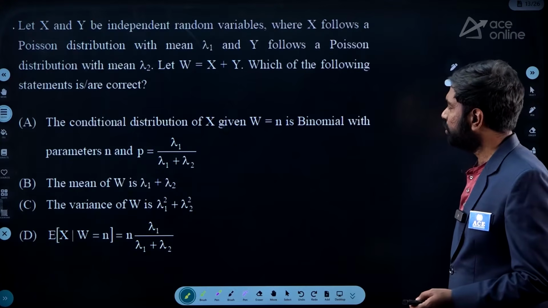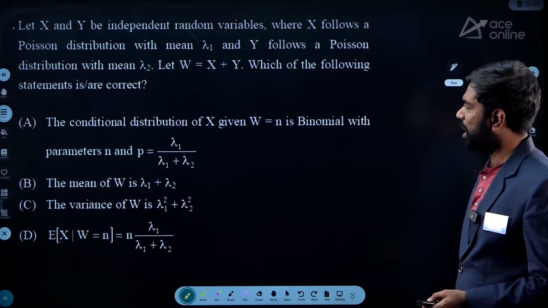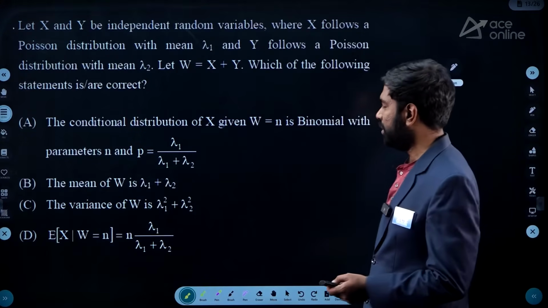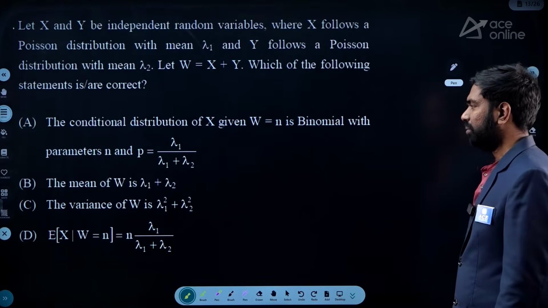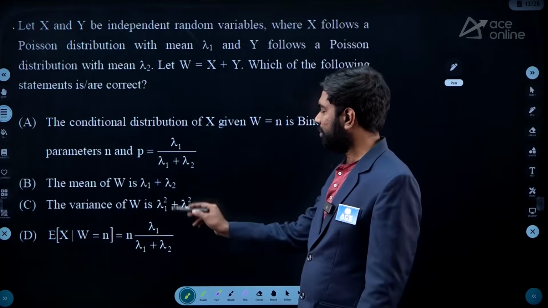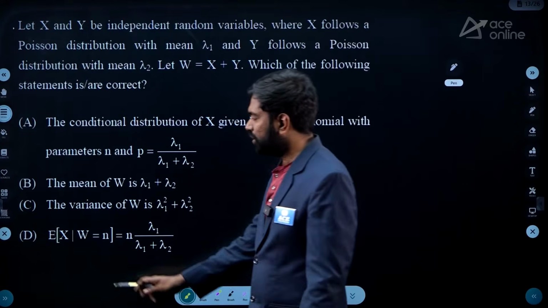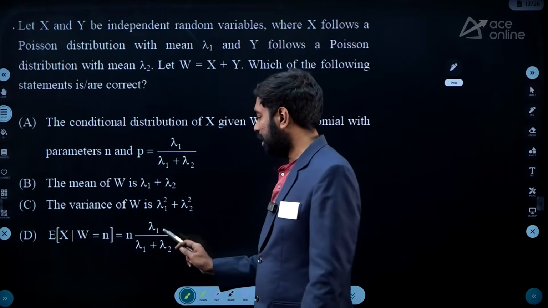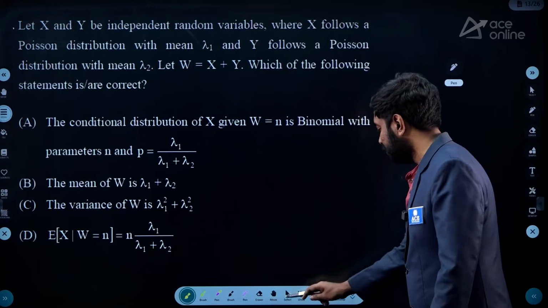The conditional distribution of x given w equal to n is a binomial with parameters n and p equal to lambda 1 divided by lambda 1 plus lambda 2. The mean of w is lambda 1 plus lambda 2. The variance of w is lambda 1 square plus lambda 2 square. The conditional mean of x for a given w equal to n is n into lambda 1 by lambda 1 plus lambda 2. So here are the various options.